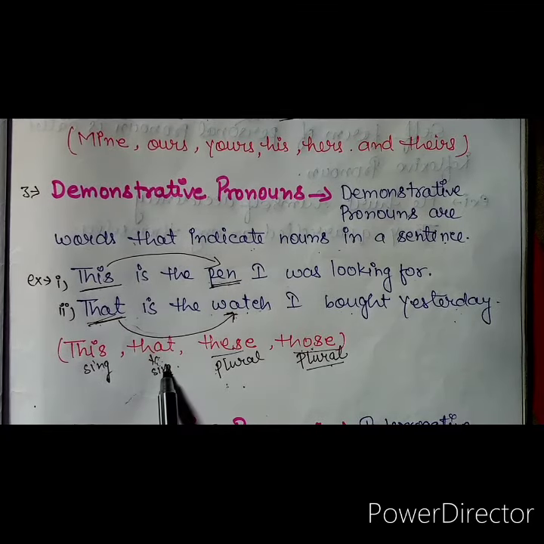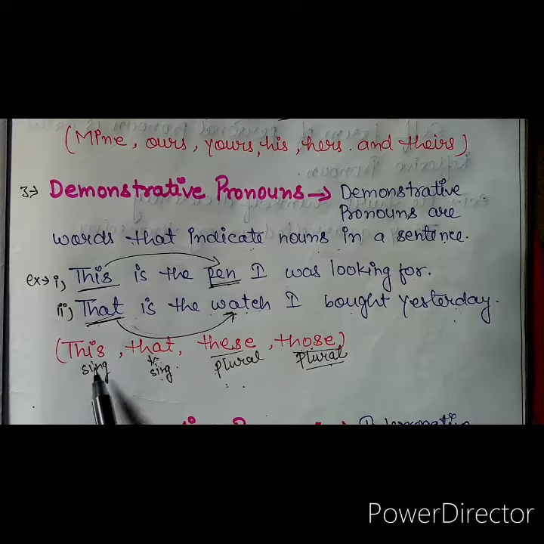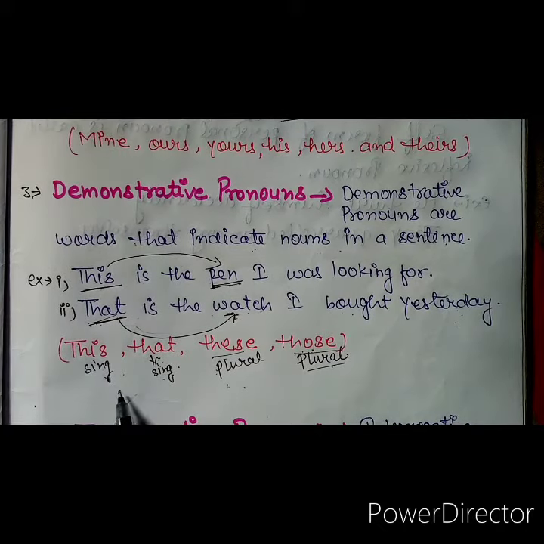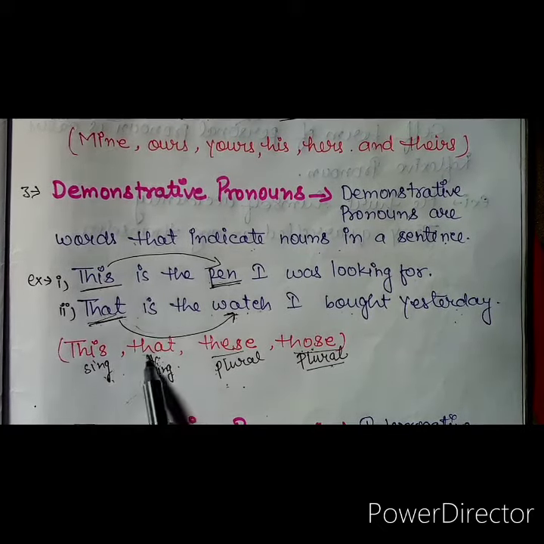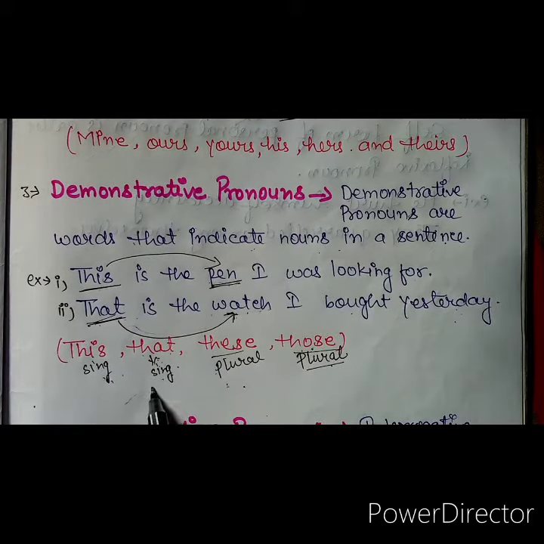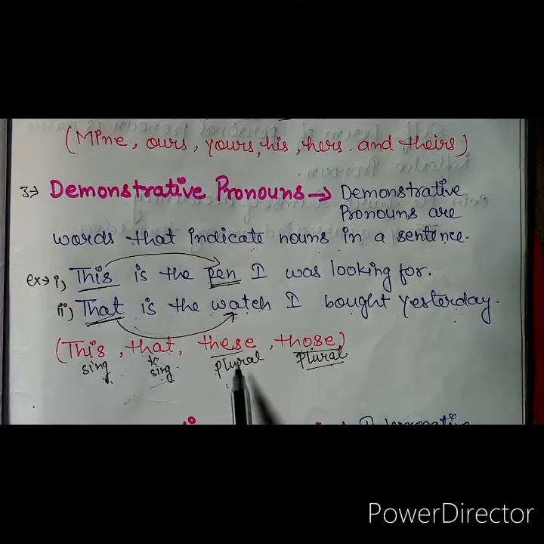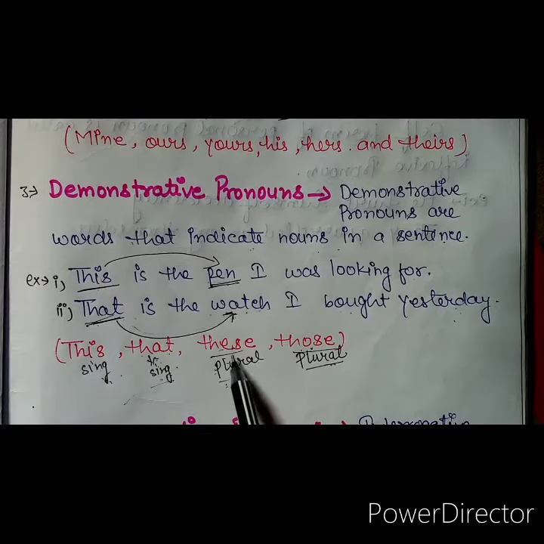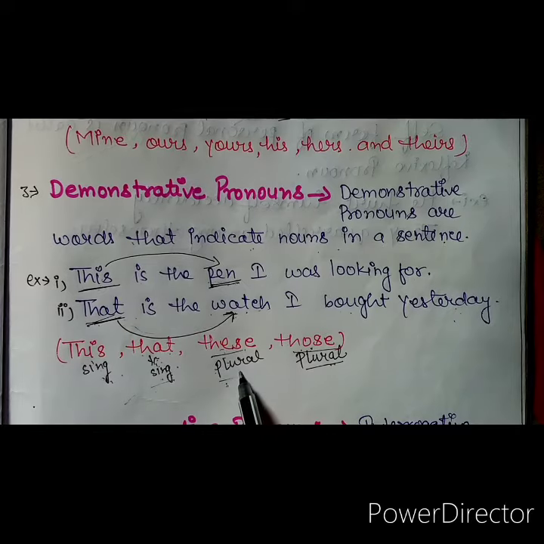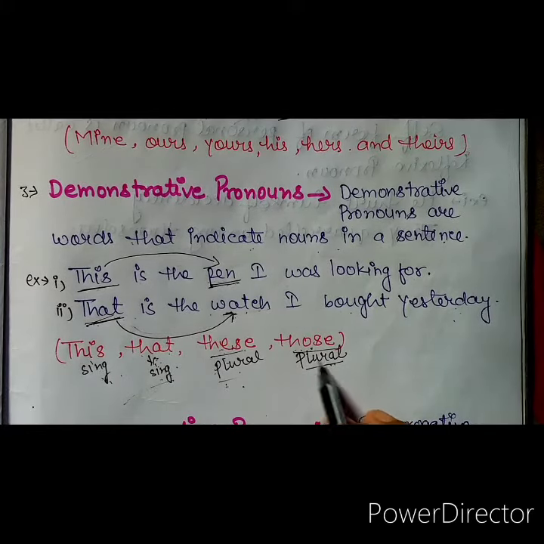But what is the difference between both of them? This is used to indicate that noun which is near to the speaker, whereas that is used to indicate that noun which is far from the speaker. In the same way, these and those both are used to indicate plural number of nouns. But again, what is the difference between them? These is used to indicate those nouns which are near to the speaker, whereas those is used to indicate those nouns which are far from the speaker.